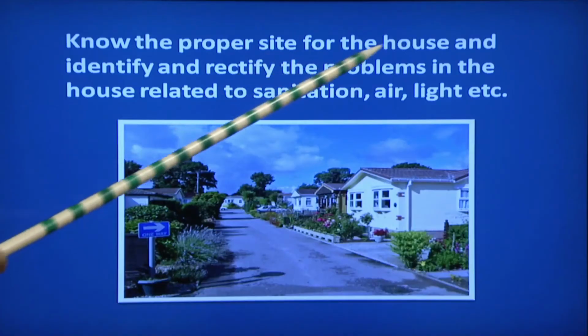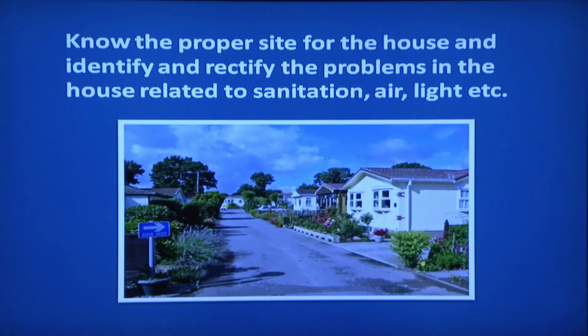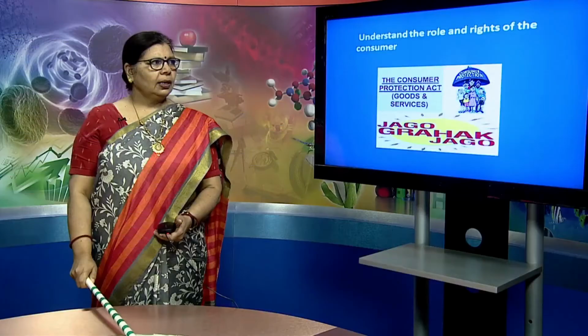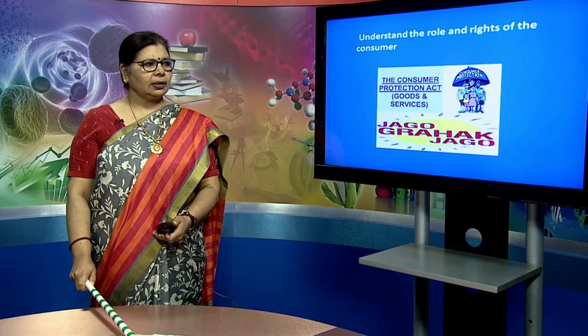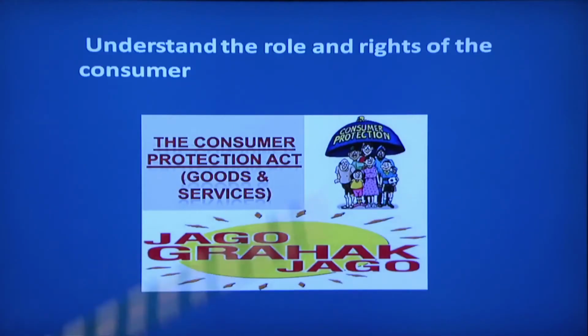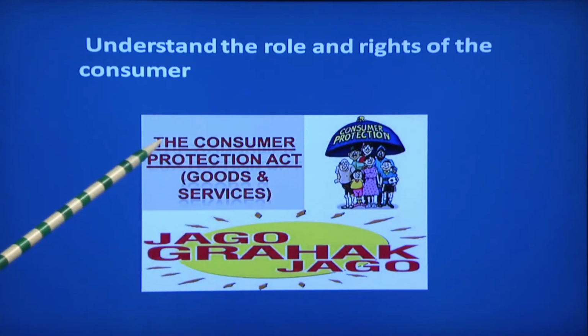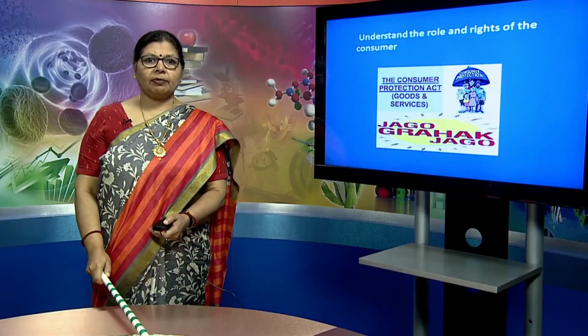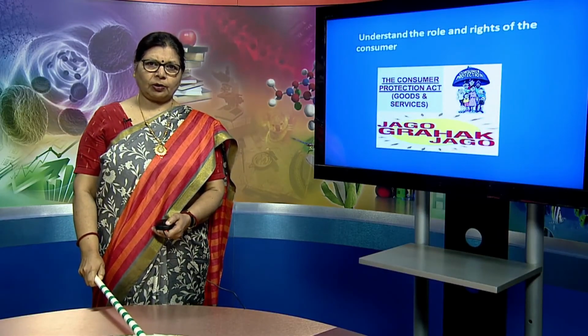Know the proper site for the house and identify and rectify the problems in the house related to sanitation, air and light. See this. This is a very good selection of the site where you are getting enough air, enough light and greenery. In consumer education, you are learning the basic fundamentals of the role and rights of the consumer. This is the Jago Grahak Jago campaign which has taken a large shape, and in India the Consumer Protection Act for goods and services is there where you can find a solution for your problem.